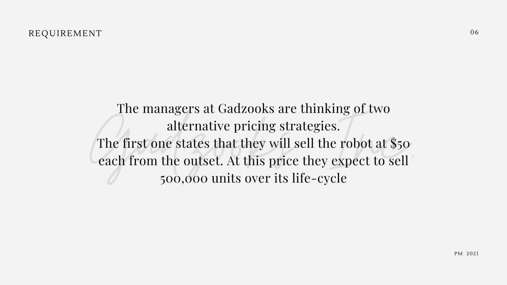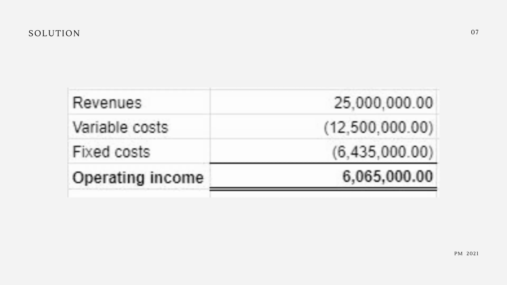Now for the second, which is also the last requirement, we have here the managers at Gadzooks are thinking of two alternative pricing strategies. The first one states that they will sell the robot at $50 each from the outset. At this price, they expect to sell 500,000 units over its life cycle. The computation for this would be the total revenue less its costs, which includes both variable and fixed costs.